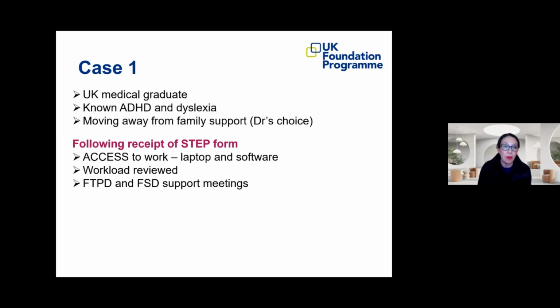So for those that might not be aware, there's a government Access to Work scheme through which people can be supported financially in getting software and laptops and so forth to help with the reasonable adjustments. It also meant that the trust were able to provide software relatively quickly. These processes can often take a little bit of time to go through occupational health. So being able to start all of these things early meant that by the time this doctor started in the August, things were already in place for them when they started.